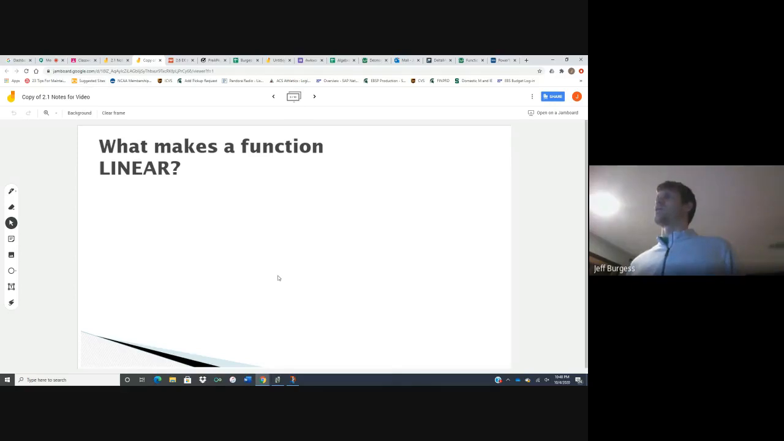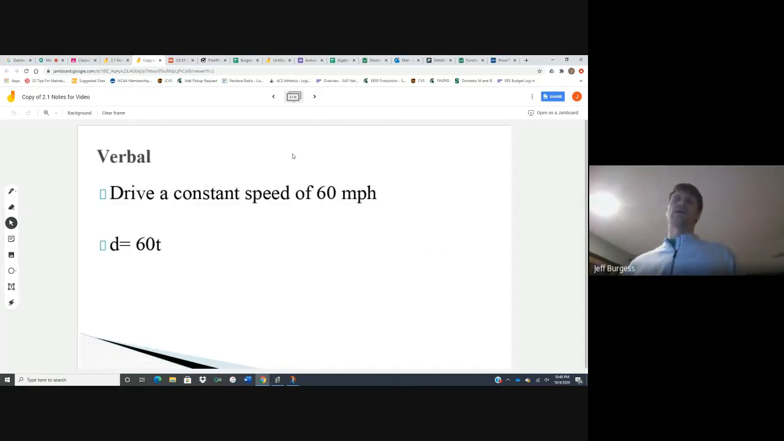So here goes nothing. Linear functions, okay? One thing, if you think about linear functions verbally, we've already talked about that constant rate of change. You're talking about going 60 miles per hour. Distance equals 60 times time, having that constant rate of change. Besides that, most people don't go around talking about constant rate of change. There's a key word in miles per hour, which means it's constant rate of change, and that is that word per.